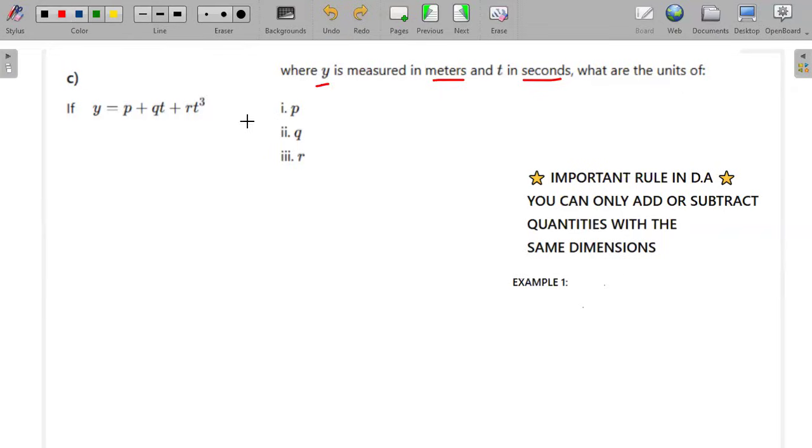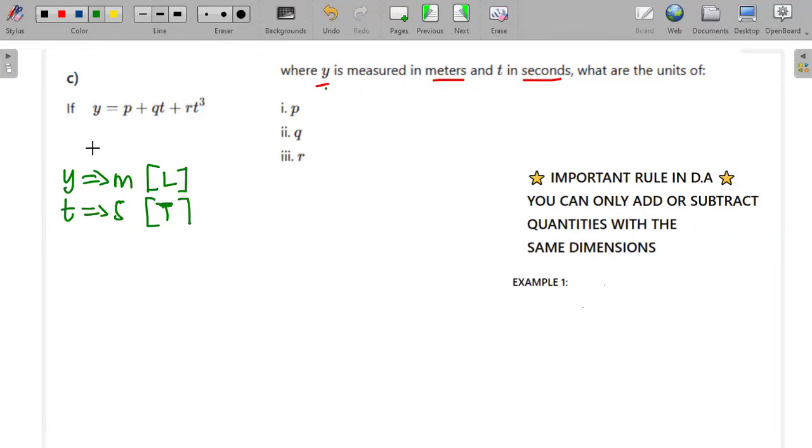Here they've given us the units of y and t. Since we have the units of y and t, we can easily get their dimensions. y has the units meters, and t has the units seconds. The dimension for meters, which measures length, is just L, and the dimension of seconds, which measures time, is just the capital letter T. So those are the dimensions that we are dealing with.